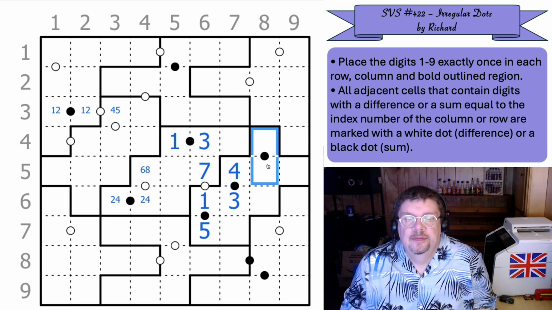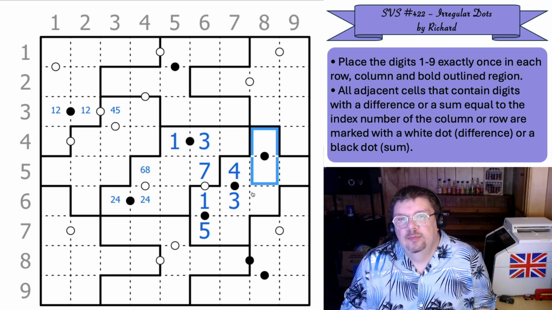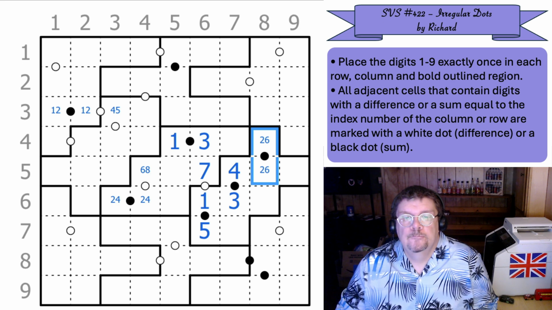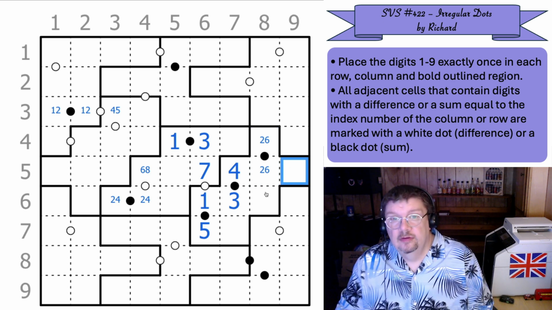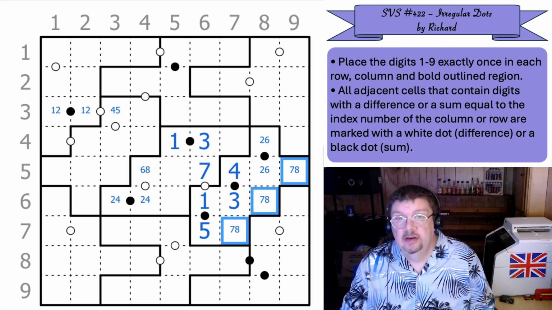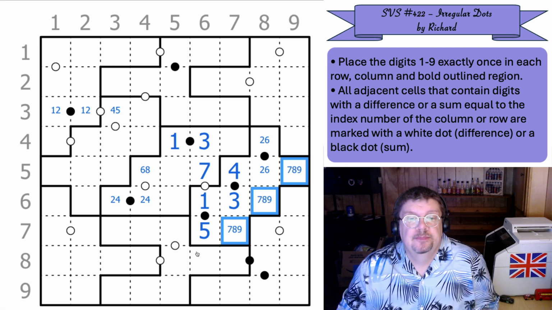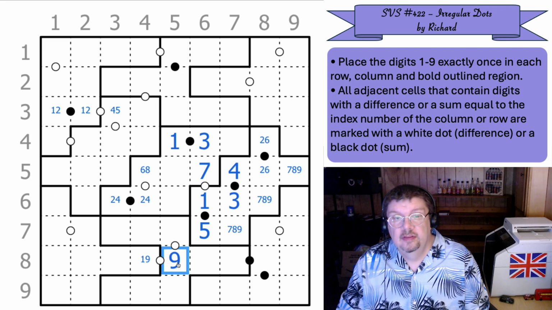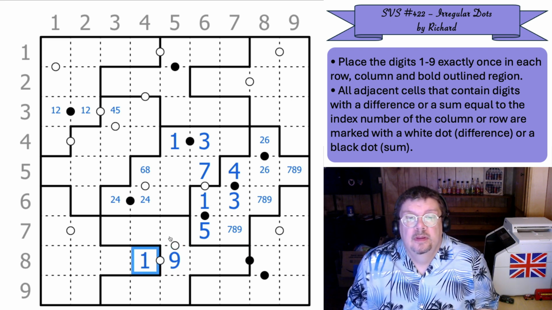Summing to 8. I can't use 1, 3, obviously I can't use 4 because 4 and 4 would break Sudoku, but I can't use it anyway. So this must be 2, 6 in some order. That gives us 7, 8, 9 to complete the region. Difference of 8 here. That has to be 1, 9. And in fact, we know the order. That 1 tells us that's 9, that's 1.